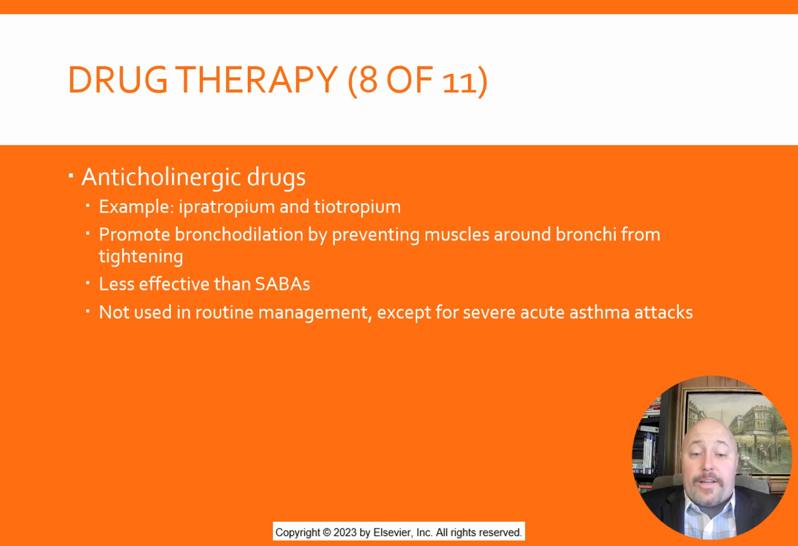Next would be anticholinergic drugs such as ipratropium, and these promote bronchodilation by preventing muscles around the bronchi from tightening. While they're less effective than SABAs, you may see ipratropium given with albuterol a lot. If you ever hear the term duo-neb, that's what they're referring to, the combination of albuterol and ipratropium within the nebulizer.